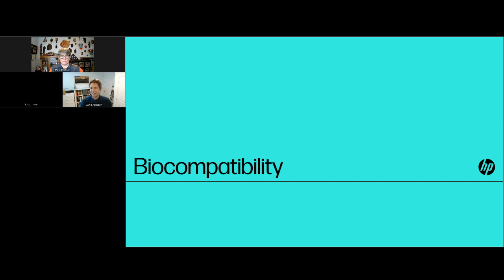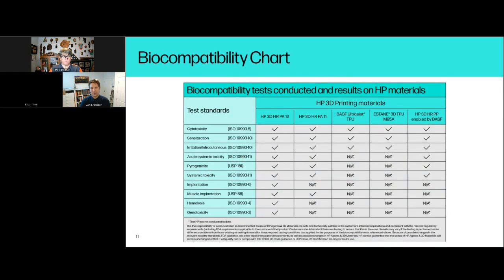Yeah, and that's always the case, and it's preventable in some cases. One of the things, as we mentioned, is utilizing some of the resources of the FDA. To your point of talking about this, this is what HP provides as the biocompatibility on our thermoplastic side.